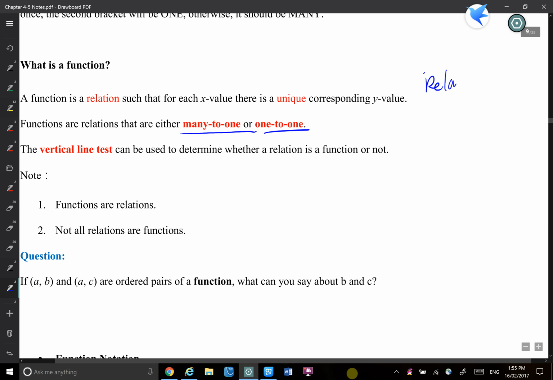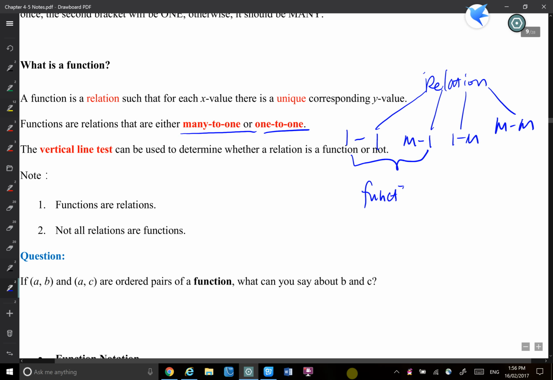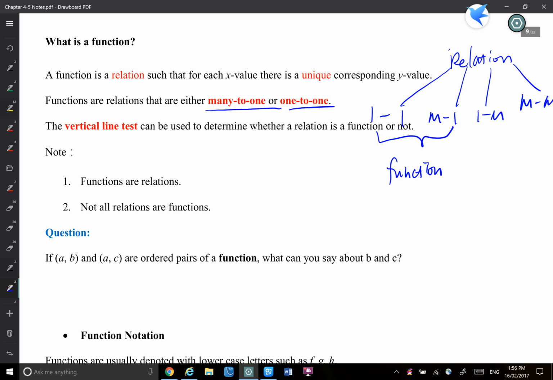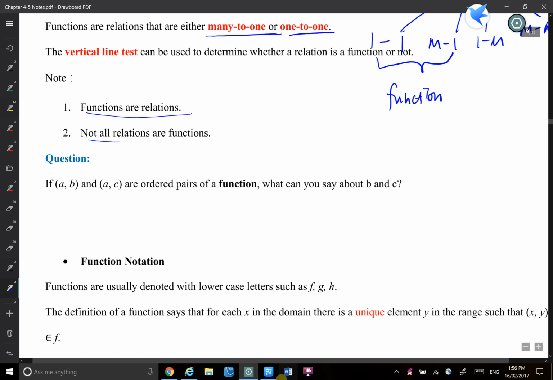So we have relations here, and we have 4 types: one to one, many to one, one to many, and many to many. Those two, one to one and many to one, are functions. So if you do a vertical line test, and the vertical line touches the graph more than once at some point, then this graph will not be a function. So it must be a many to one or one to one relation, then it's a function. Otherwise, it's not a function. So not all relations are functions.